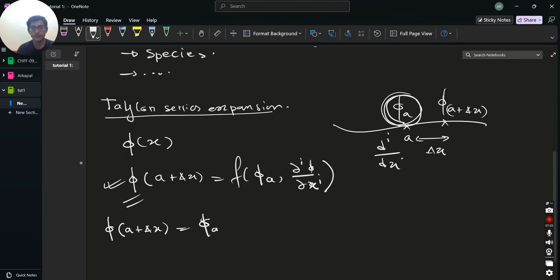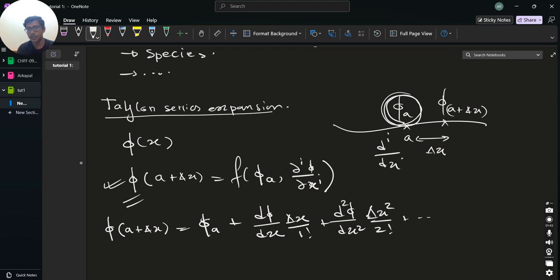Will be phi a plus, this will not be dou, this will be dphi/dx delta x by 1 factorial, d square phi/dx square delta x square by 2 factorial and so on.